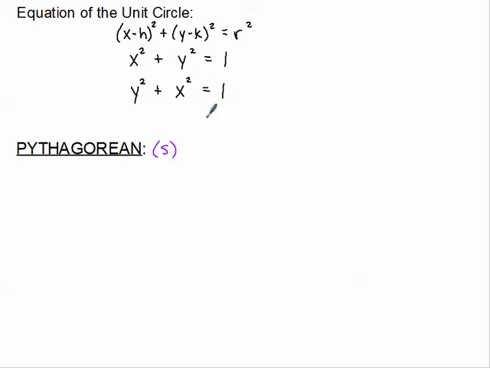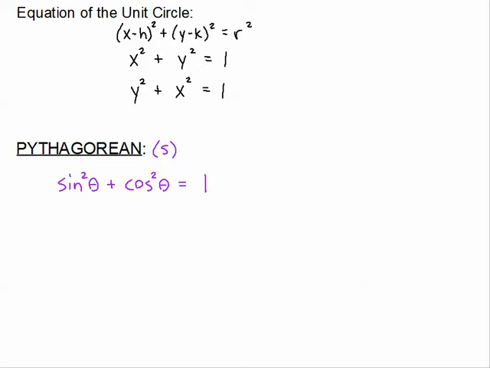It really doesn't matter, but that's the equation of the unit circle. So our first Pythagorean identity involves this equation of the unit circle. The y-coordinate of the unit circle is the sine. So that's why sine squared of theta plus the x-coordinate, which is cosine squared theta, will always be equal to 1. And that's our main Pythagorean identity, that the sine squared plus the cosine squared will always equal 1.